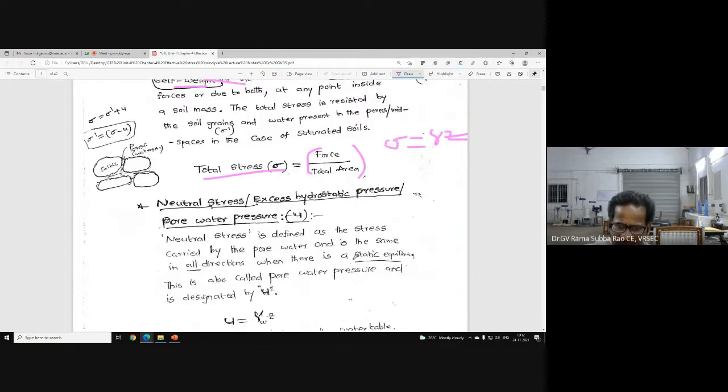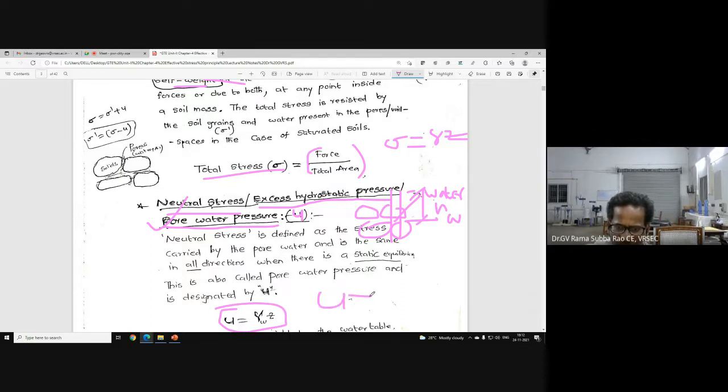Now we have neutral pressure, also called hydrostatic pressure, also called, in a very popular word, pore water pressure, u. Many times we know we have soil having solids. Within solids, we expect pores, also called voids. Within voids, you can expect water. The pressure exerted by the pore water is called pore water pressure. If we insert a piezometer, you will get the head of the water, h_w. Now, what is pore water pressure? u is equal to gamma of water into height of water.